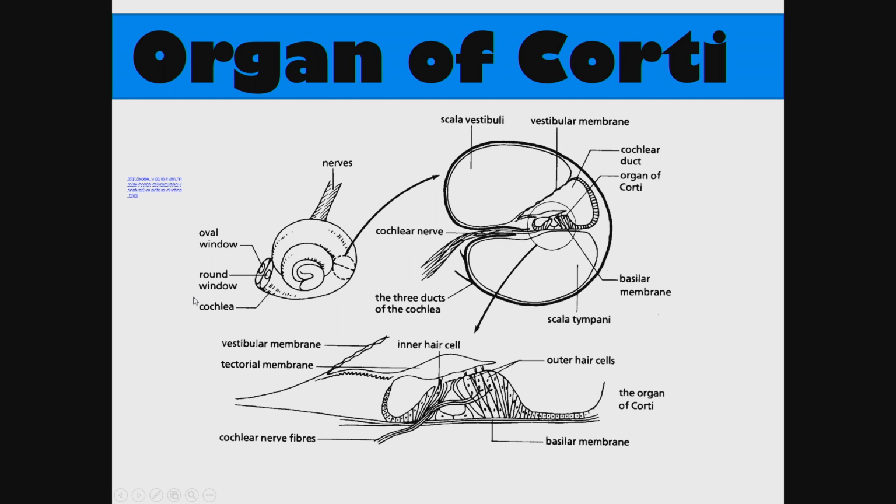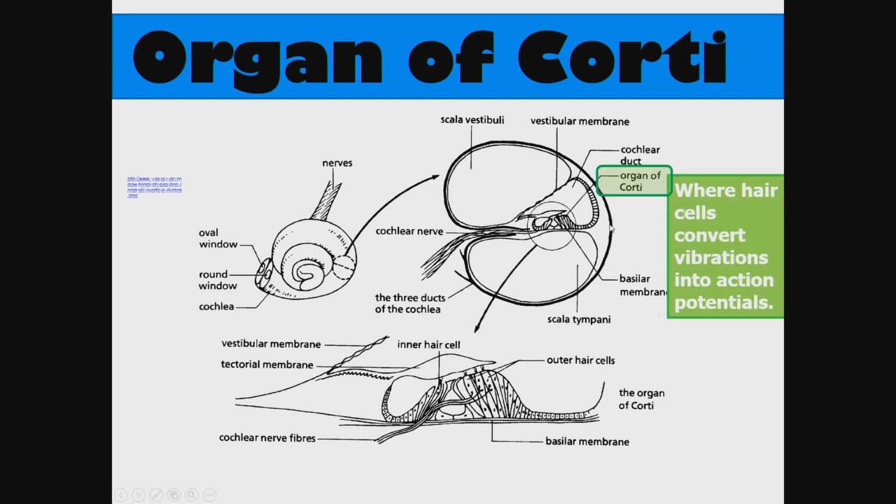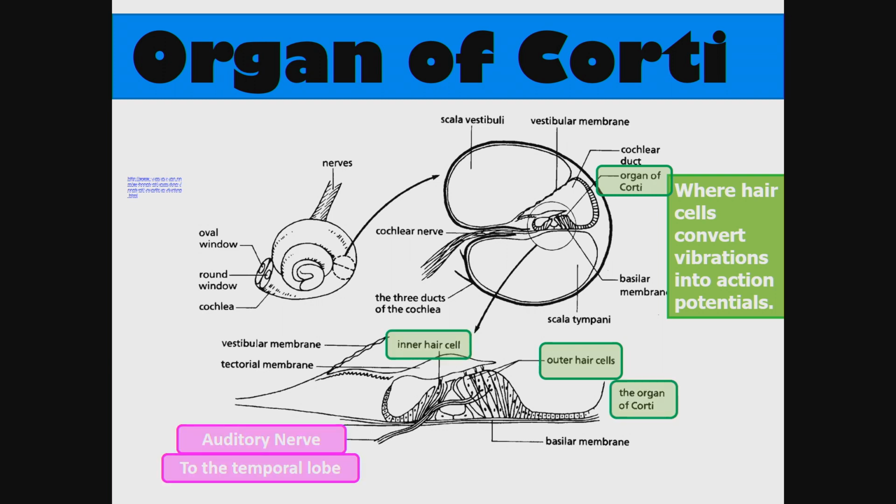Let's look at a close-up of the organ of Corti. Here we have the cochlea. If we take a cross-section of it, then we see the inside has two big canals. That's what are filled with fluid. And then the very center is the organ of Corti. This is where hair cells convert vibrations into action potentials. Close-up of the organ of Corti shows that there are hair cells within it that vibrate. Those are the sensory receptors that convert the vibrations into action potentials, what are then sent through the auditory nerve to the temporal lobe.